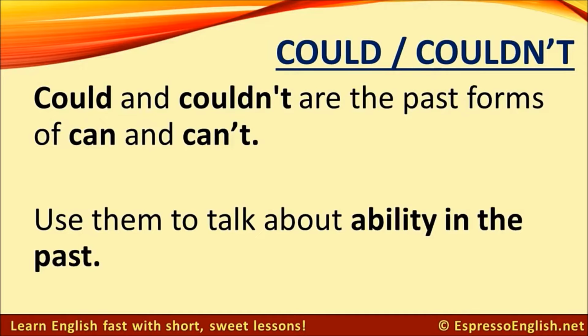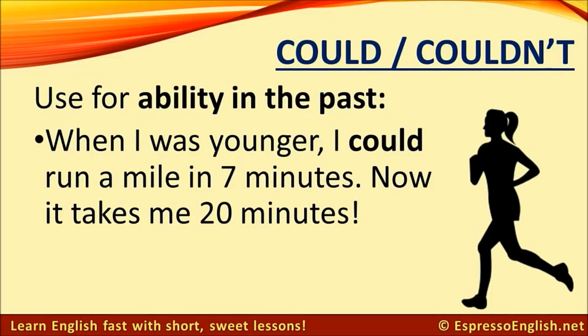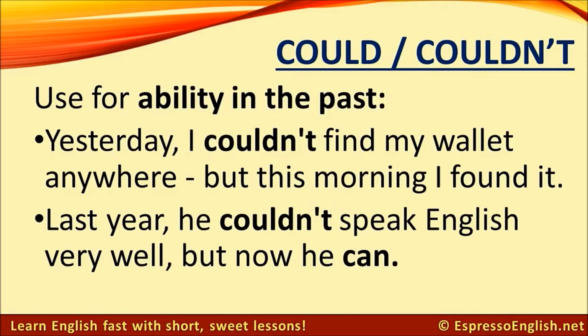Could and couldn't are the past forms of can and can't. Use them to talk about ability in the past. For example, when I was younger, I could run a mile in 7 minutes. Now it takes me 20 minutes.